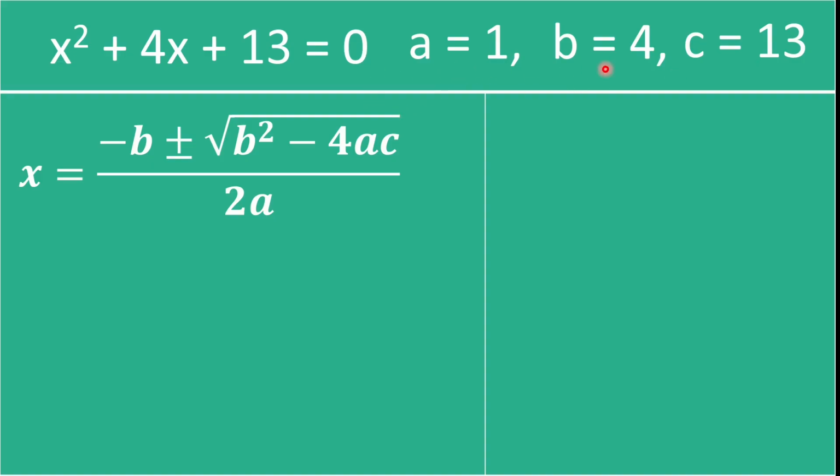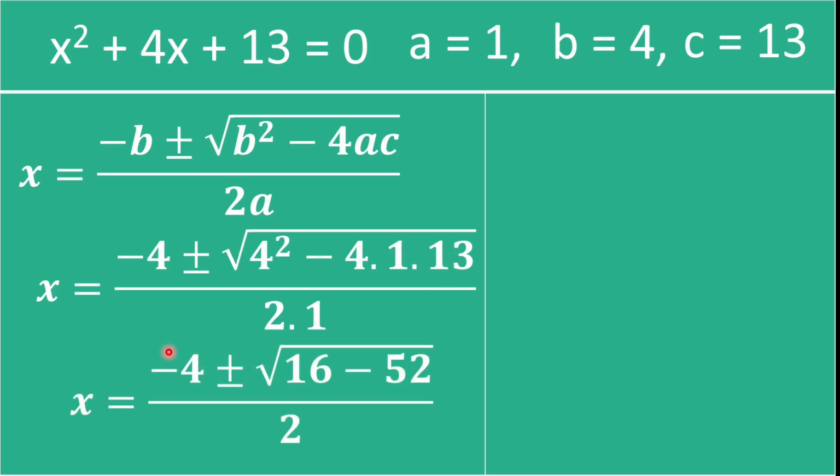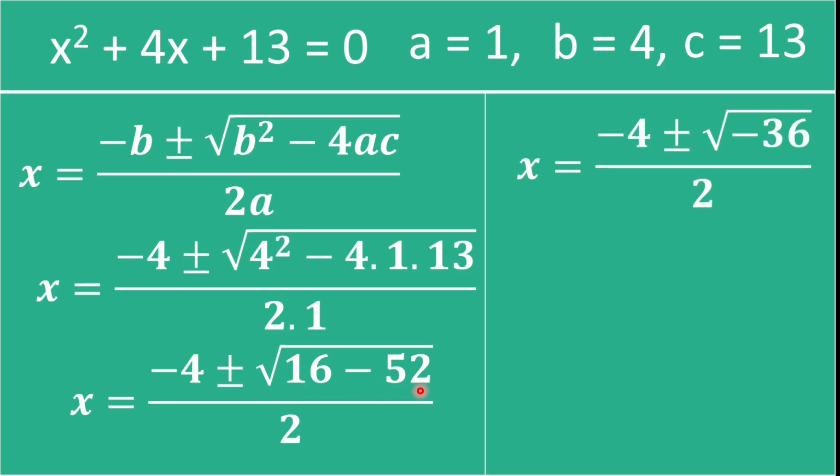So now we will put these values in this quadratic formula. We will get minus 4 plus minus square root of 4 square minus 4 into 1 into 13, divided by 2 into 1, because we have a equal to 1 and c equal to 13. So this equation will become minus 4 plus minus square root of 4 squared, which means 16, minus 4 times 1 times 13, which means 52. In the next step, 16 minus 52 equals minus 36. So square root of minus 36 equals 6 iota.